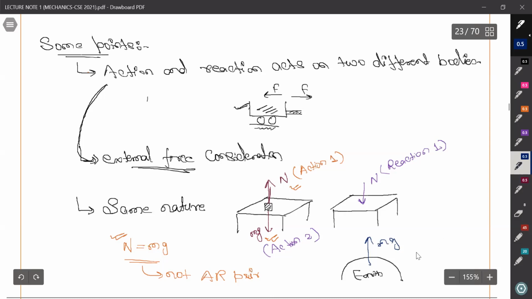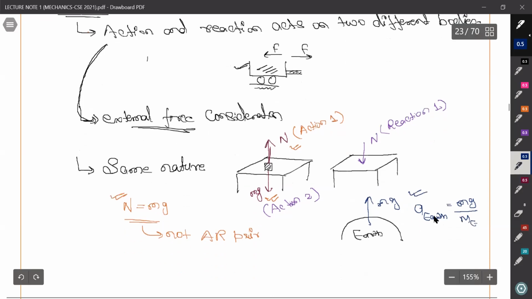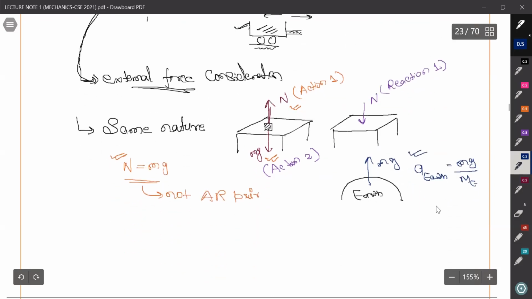But if we consider the acceleration of the earth, it will come out to be mg upon mass of earth. But the mass of the earth is so big that it cannot affect its acceleration anymore. Let's say the mass of the object is 10 kg. If we take g as 10 meter per second square, then mg will be 100 newton, but the mass of the earth is very big.